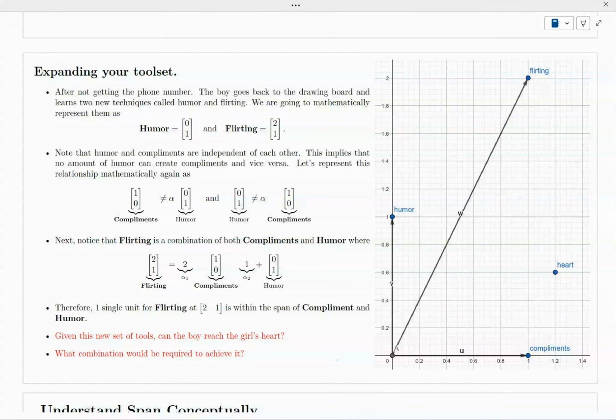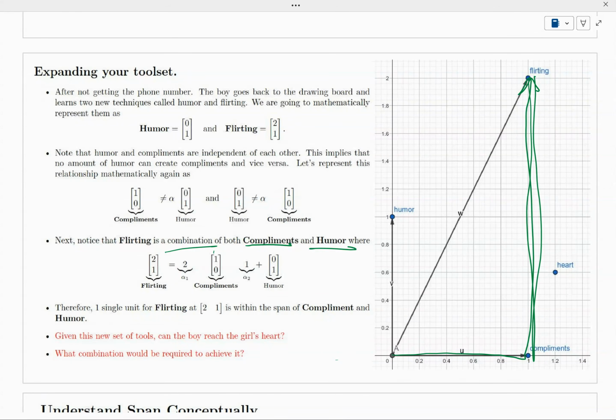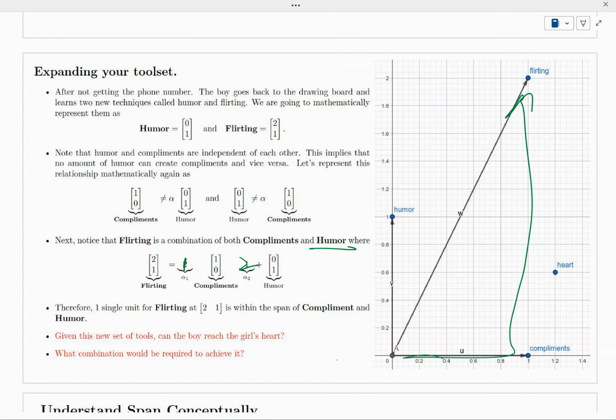All right. The other technique is called flirting. This vector here is flirting. Now, flirting is a combination of compliments and humor. Flirting is some compliment, but apparently a lot of humor. So according to this, you have one compliment and two humor. Yeah, I had it backwards. It's actually one compliment, two humor. So flirting is a combination of compliment and humor.